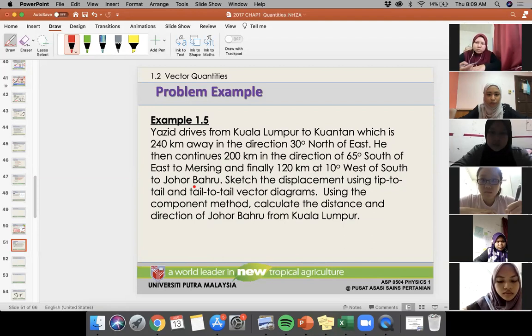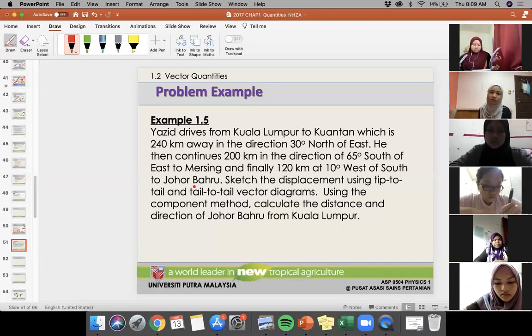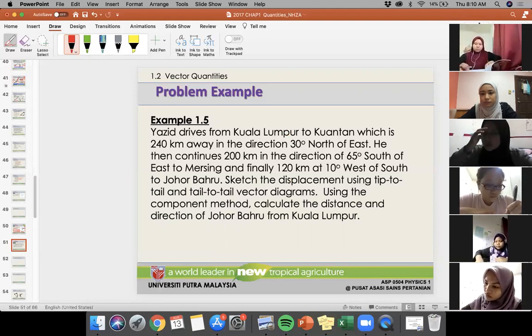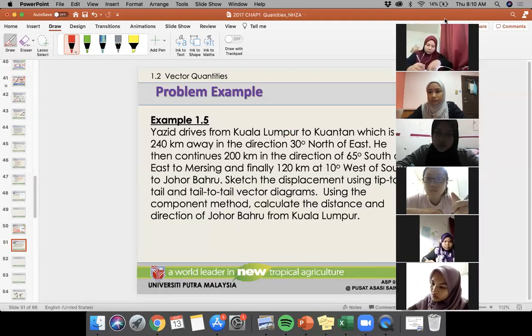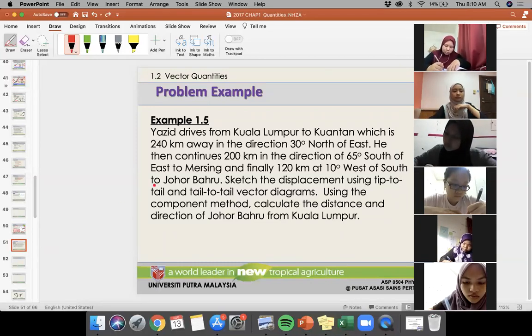So Yazid drives from Kuala Lumpur to Kuantan, which is 240 kilometers away in the direction of 30 degrees north of east. I already told you north of east, how does it look like? Okay, look back at your notes. Okay, try first. Any questions you can ask me, okay?